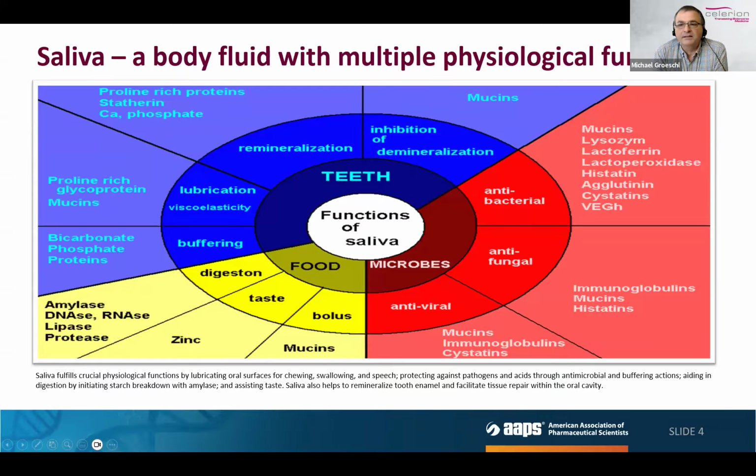Saliva fulfills a multitude of physiological functions. In addition to preserving the teeth through its buffering properties and maintaining healthy tooth enamel by providing the necessary minerals, its primary role is in food intake. Without saliva, swallowing would not be possible, nor would be pre-digestion by enzymes like amylase. And we would also have no sense of taste.